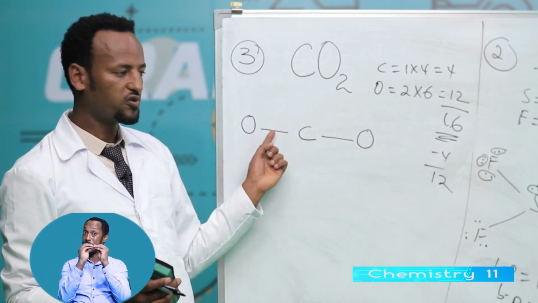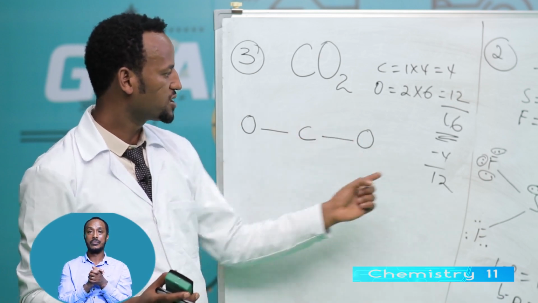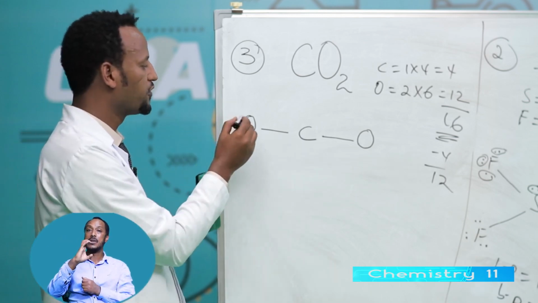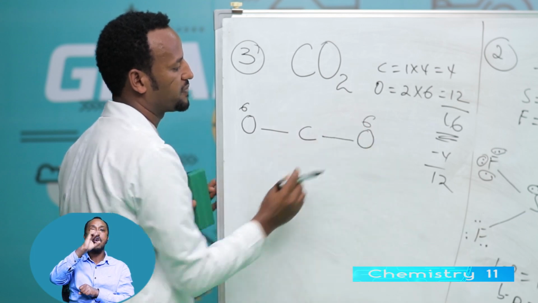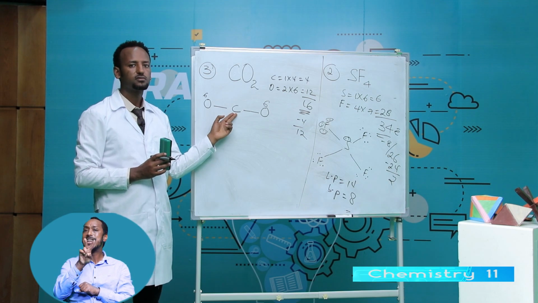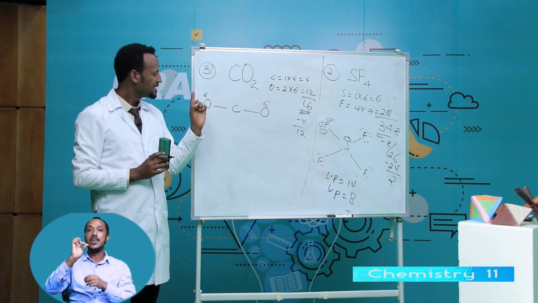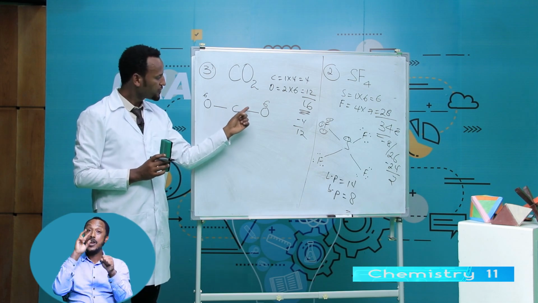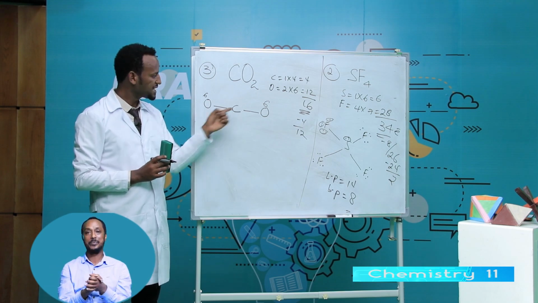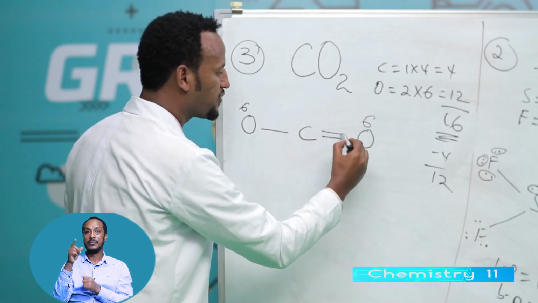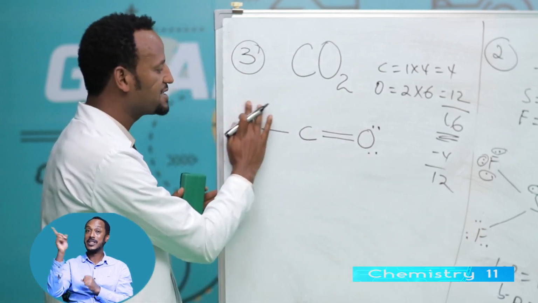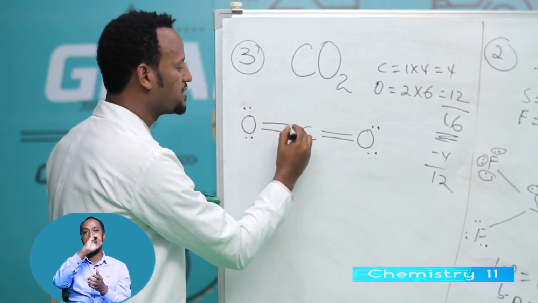4 is 2 bond pair can be formed between carbon and oxygen, minus 4, 12. Each oxygen requires how many electrons? 6. Therefore, look, 6, 6. But in this case, carbon does not obey the octet rule. But carbon, by using a double bond, satisfies the octet rule. Therefore, a double bond can be formed. This 6 is converted into 4. Similarly, this 6 is converted into 4.